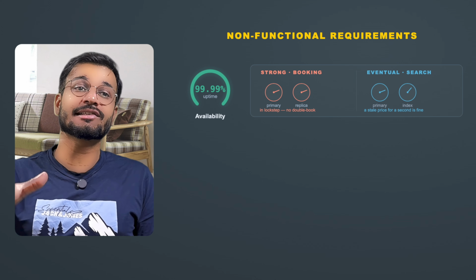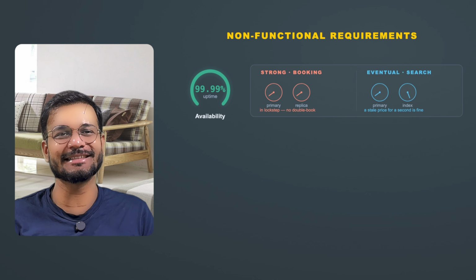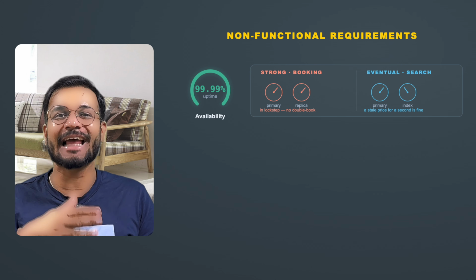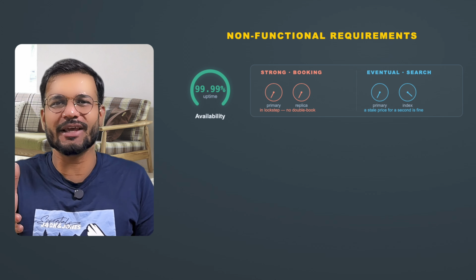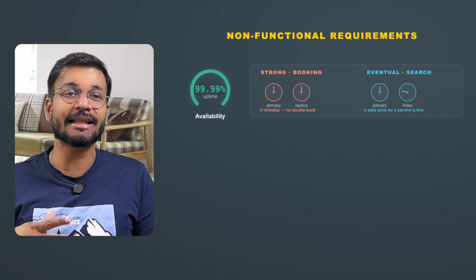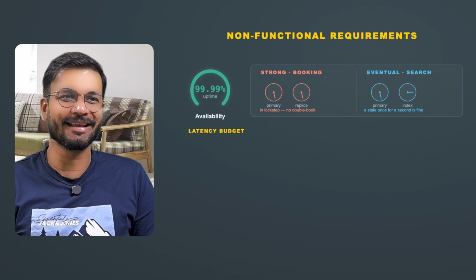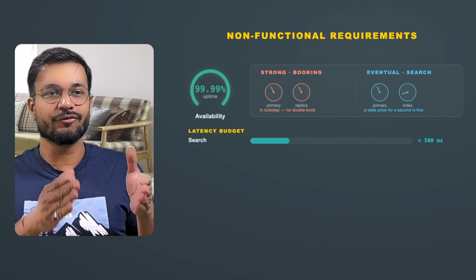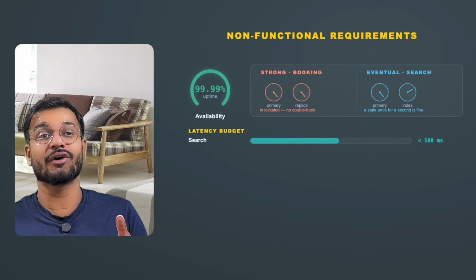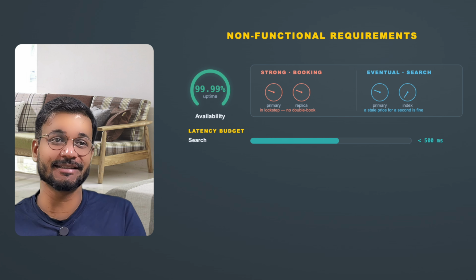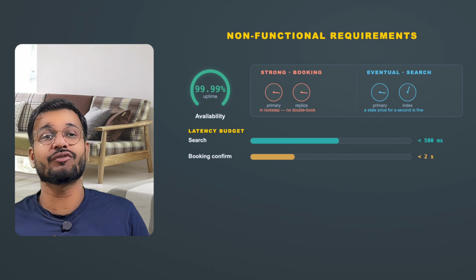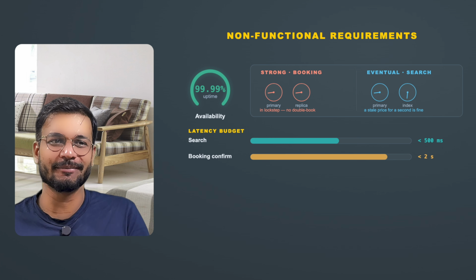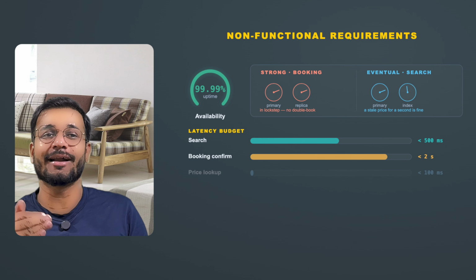Then eventual consistency is acceptable for search results and pricing display. If you see a slightly stale price for a second, that's okay. But if we confirm a booking, that must be immediately consistent. Then we talk about latency. The search should complete under 500 milliseconds. The booking confirmation should complete under 2 seconds end to end. The price lookup should be under 100 milliseconds.